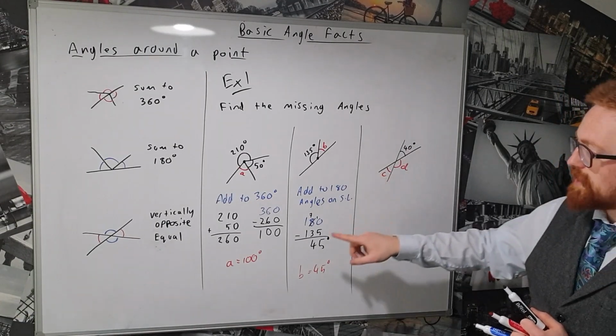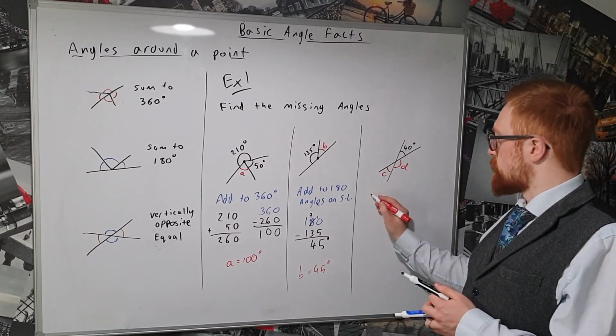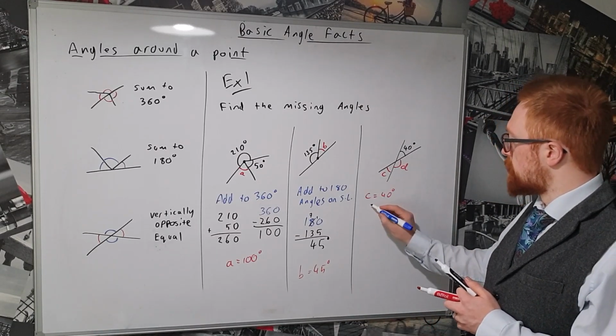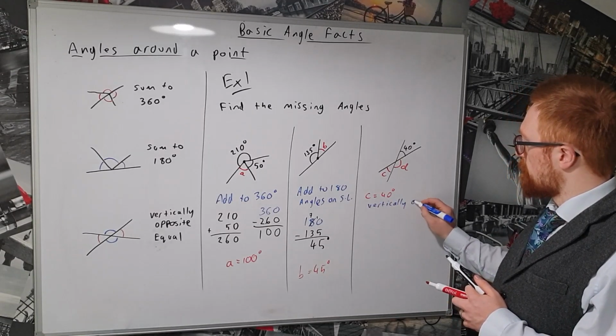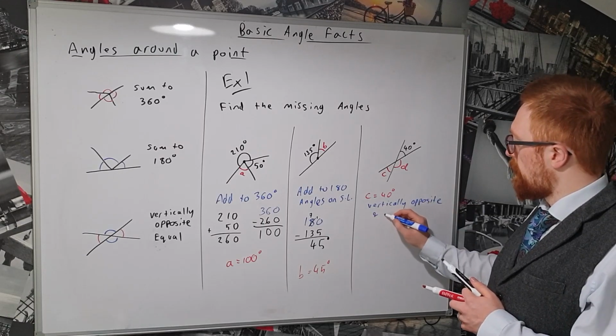Correct, C and 40 are vertically opposite, so that means they're equal. So let's write that down. C is equal to 40 degrees, because vertically opposite angles are equal.